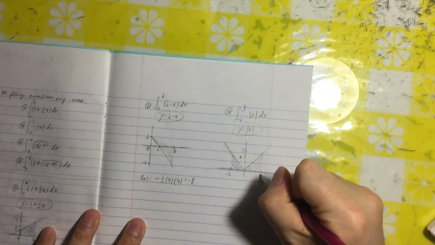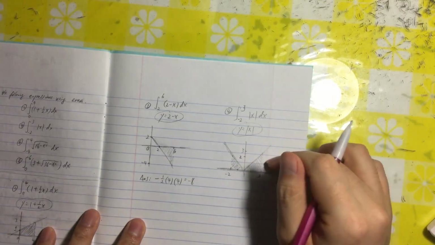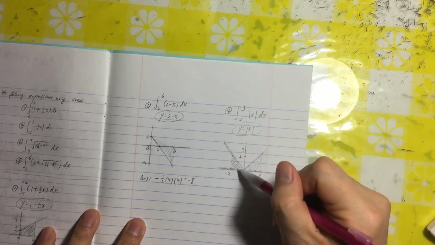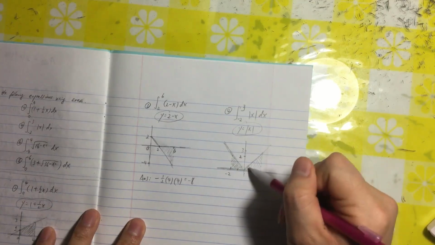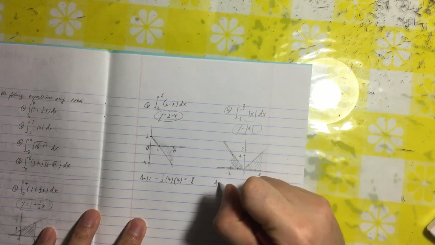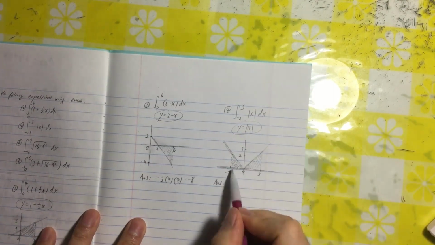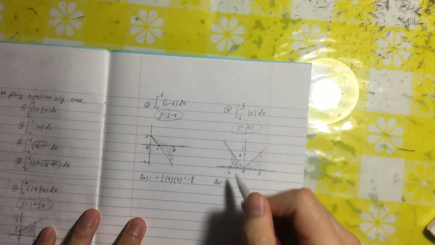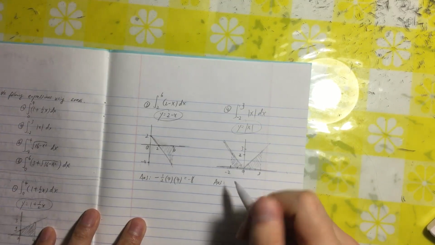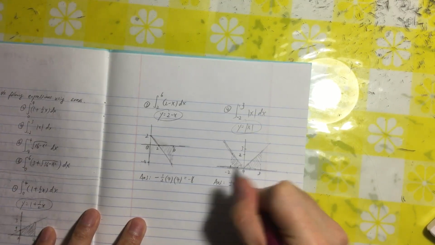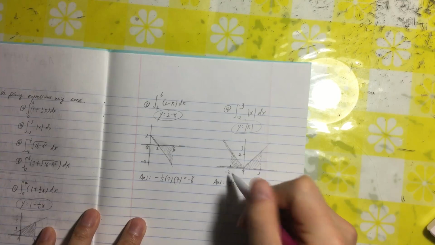So for the answer, we must calculate both areas and add them up. They are both above the x-axis, so they are both positive areas. For this area here, it's a triangle. Area of a triangle is half of base times height. Here, base is 2. Height is also 2.